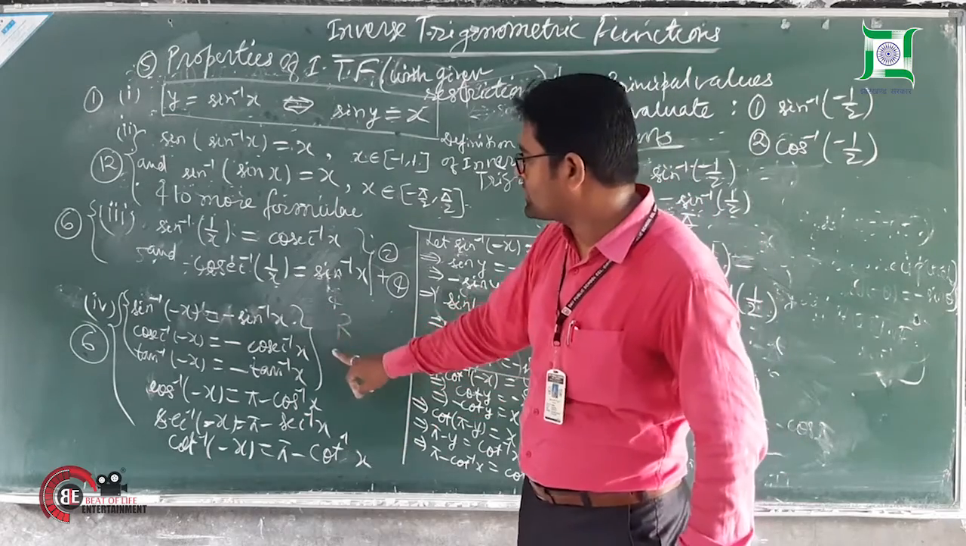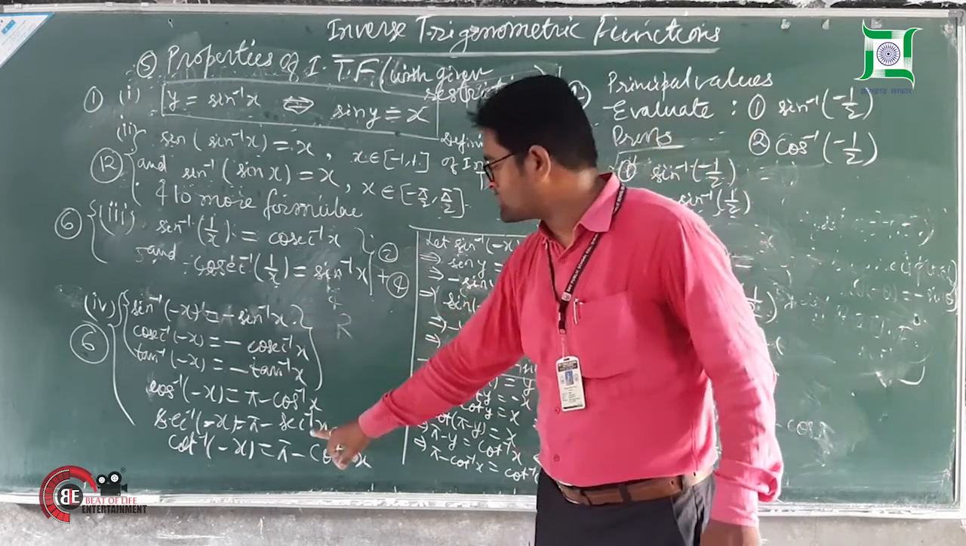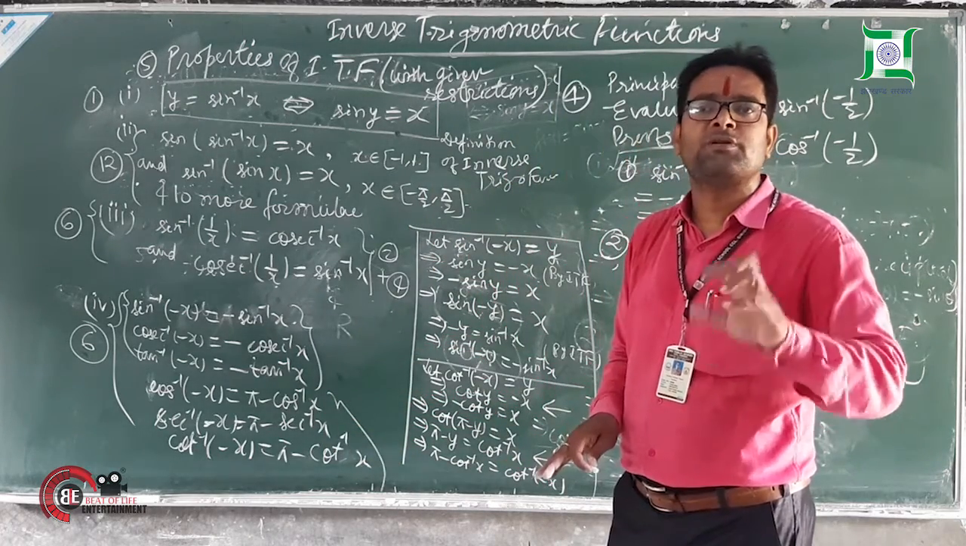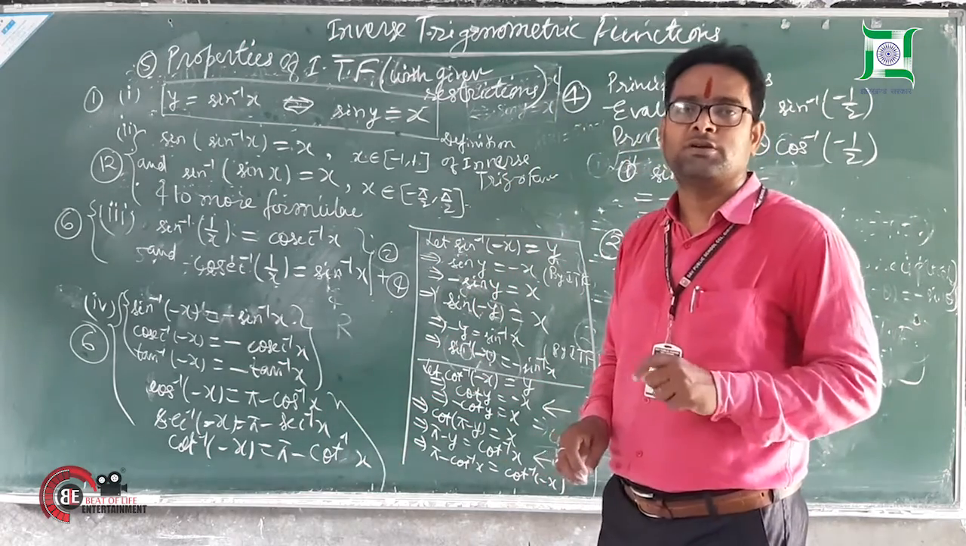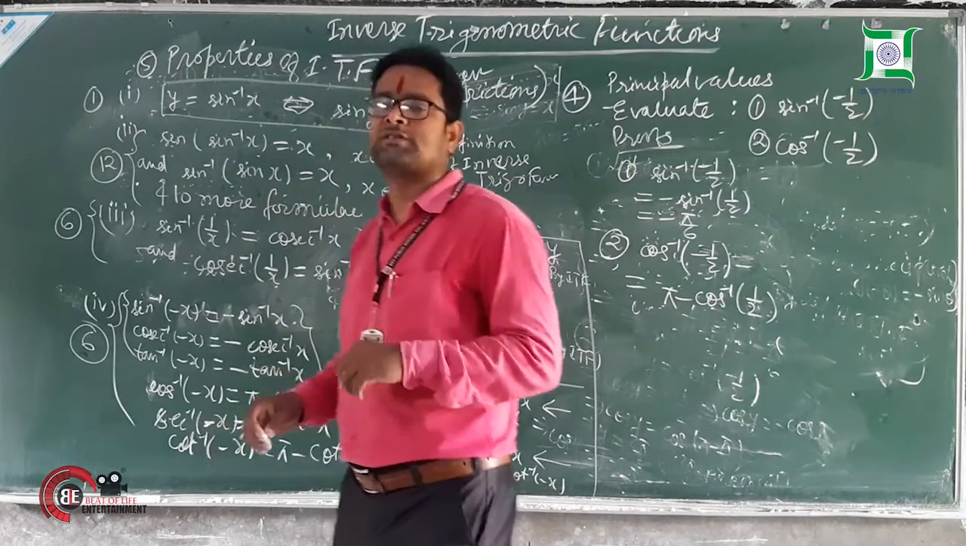And they belong to the same type of principal value branch. These three also belong to the same type of principal value branch. We can say type, we cannot say exactly same. They do not have exactly the same branch, a little bit of differences are there.